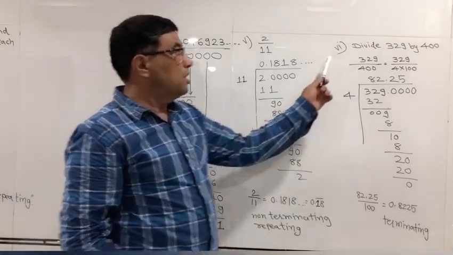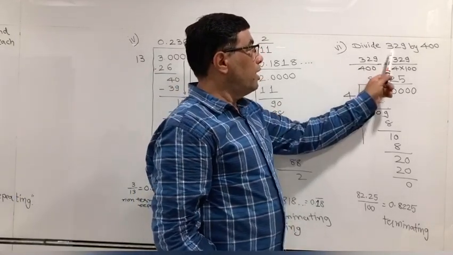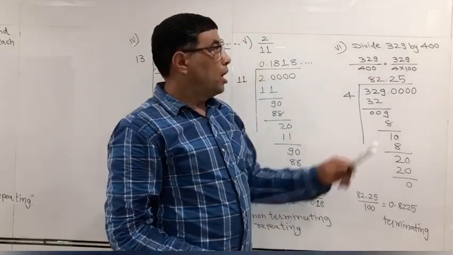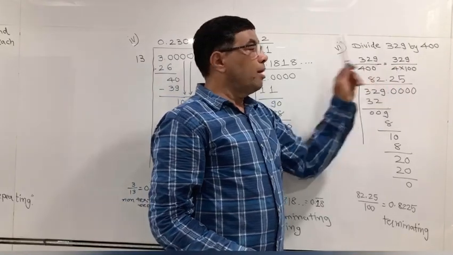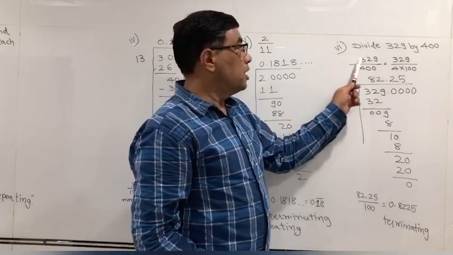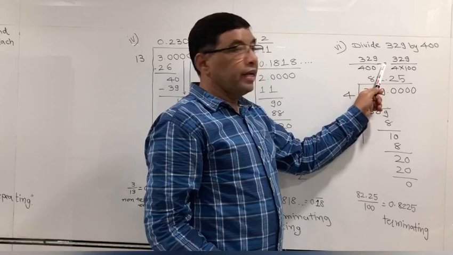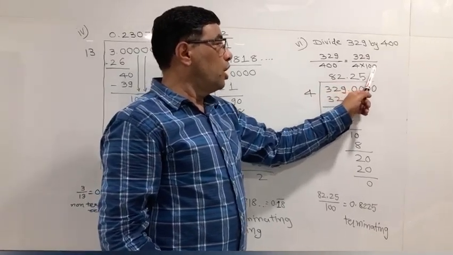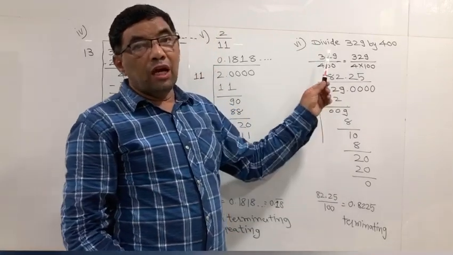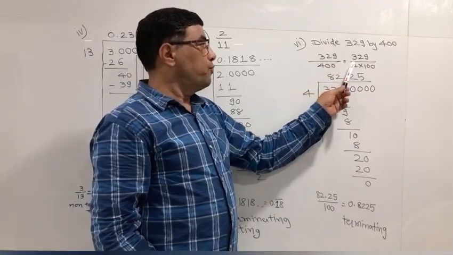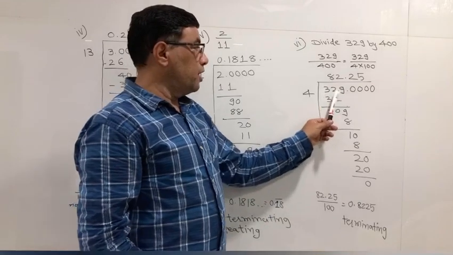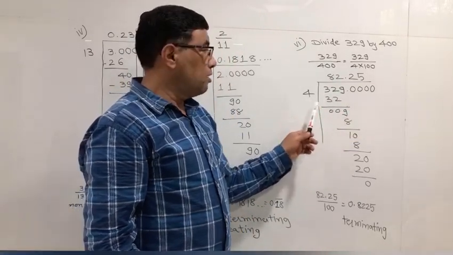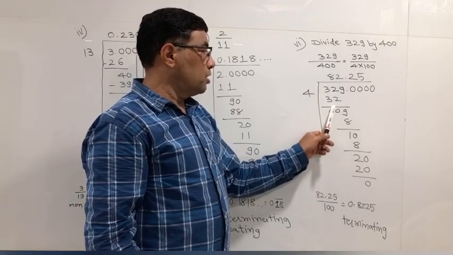The last question is divide 329 by 400. We don't divide directly by 400. What we do? 329 divided by 400 we write as 329 divided by 4 into 100. Now we divide first by 4. So 329.000 we divide by 4. Then we start the division. 4 eights are 32.